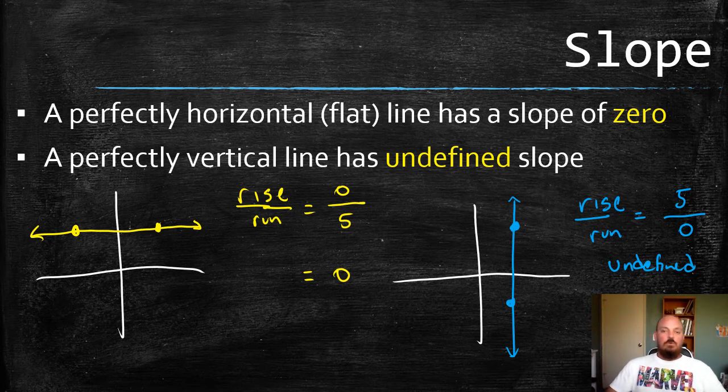So that's a rule you always want to remember, those 2 bullet points right there. Any perfectly flat horizontal line, you say has a slope of 0. But any straight up and down vertical line, we say the slope is undefined. And that's our last piece for today.